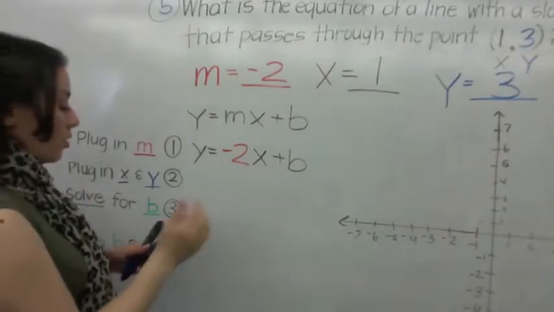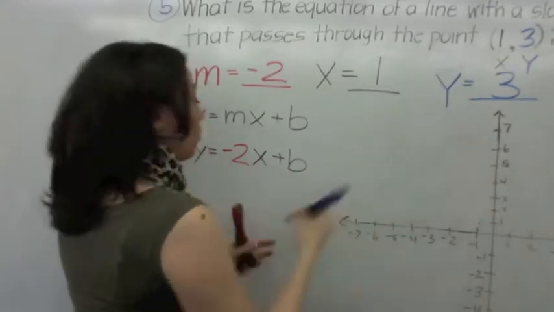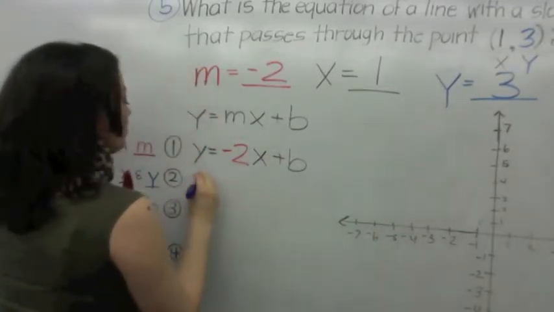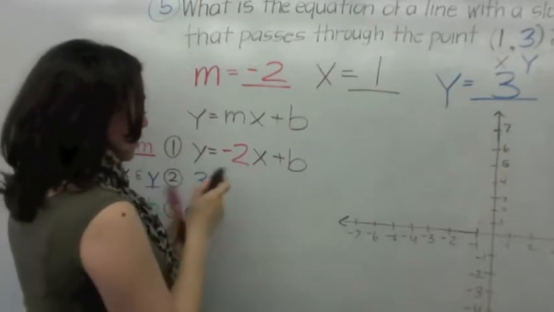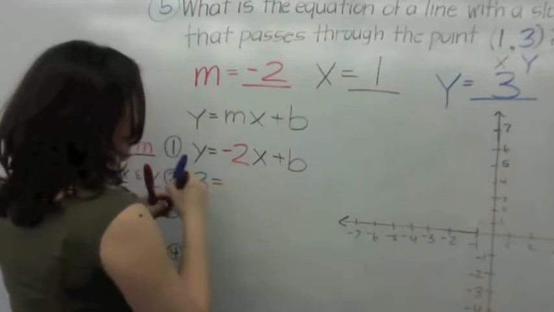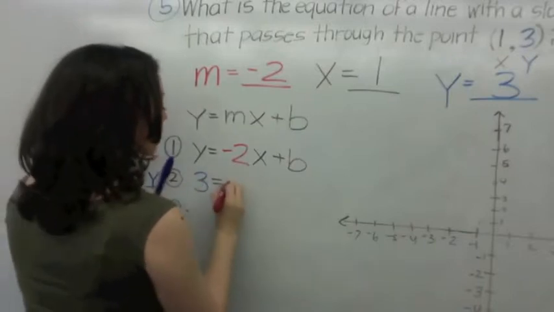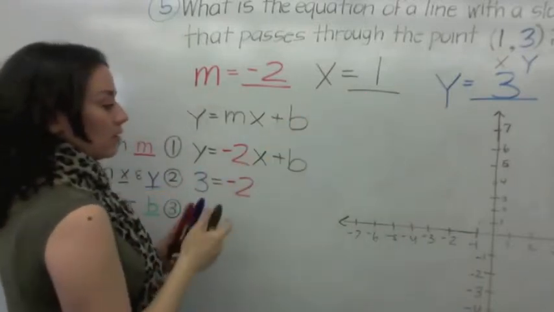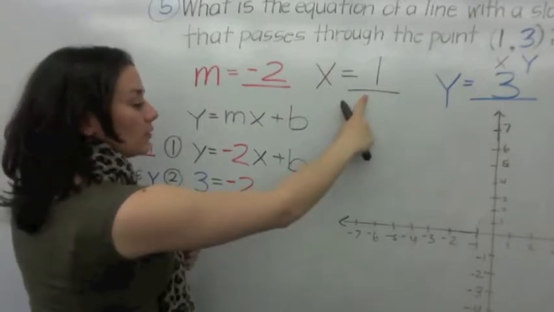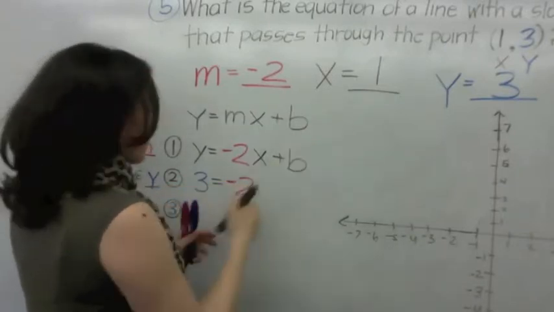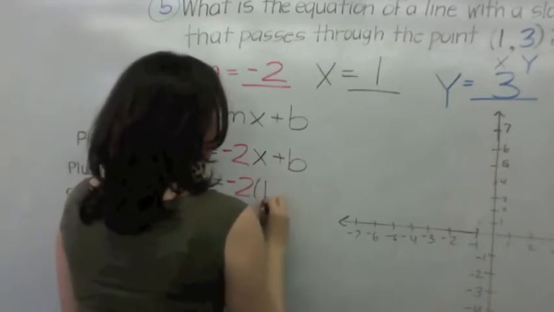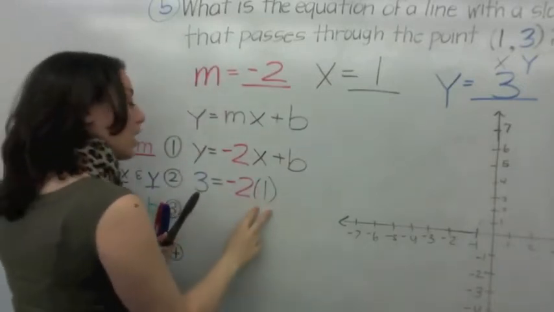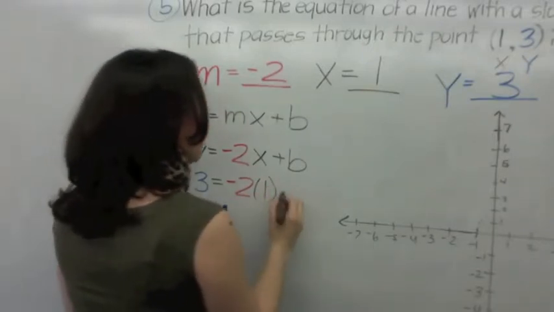All right. So we look at our x and y coordinate. What's y? y is 3. You know that m is negative 2. Okay, what is x? x is 1. That's exactly right. Good job. But you're going to have to put parentheses because it's times 1. 3 = (-2)(1) + b.